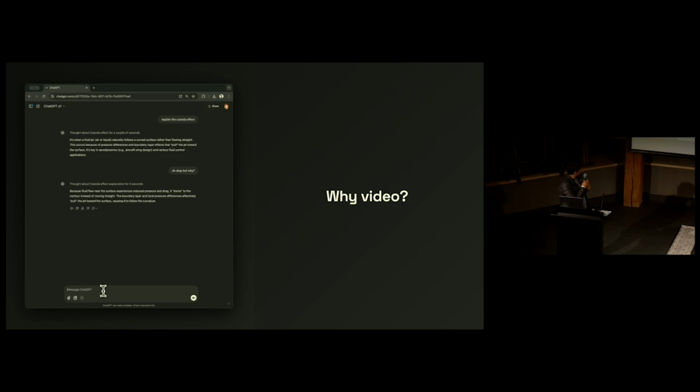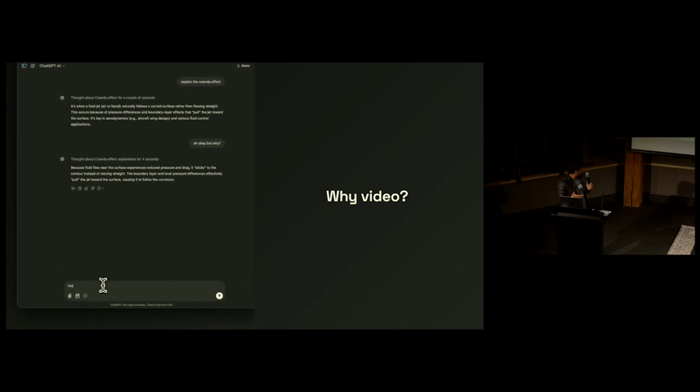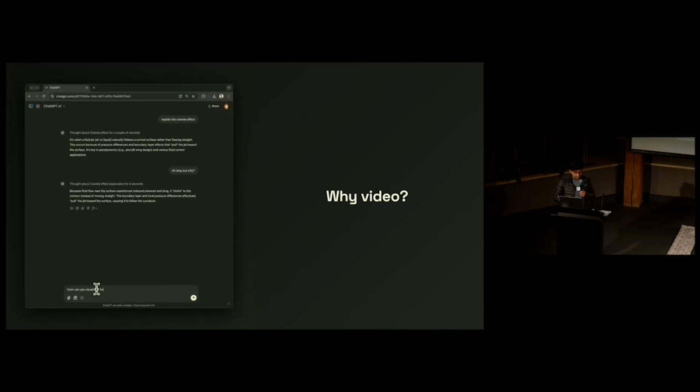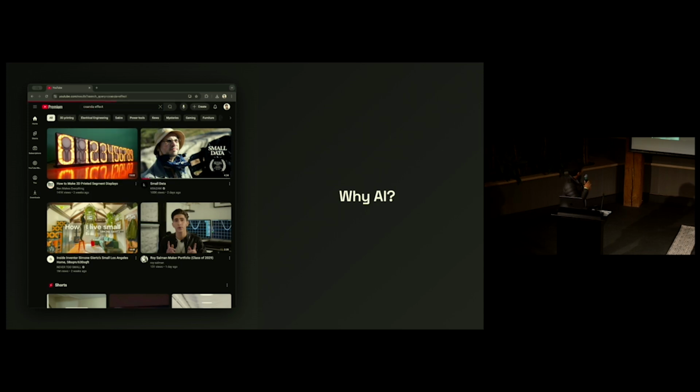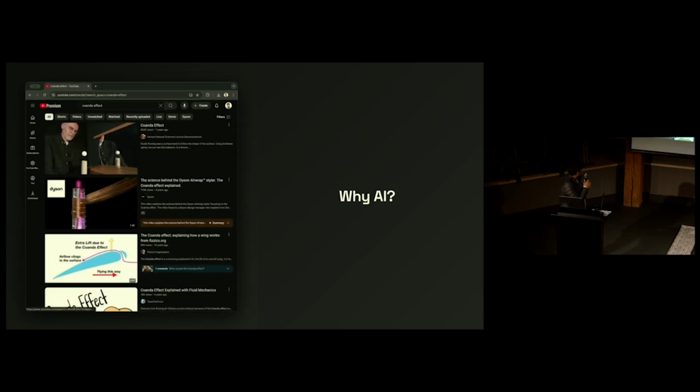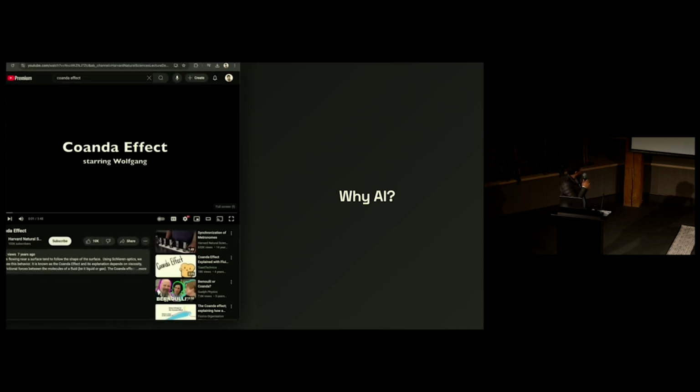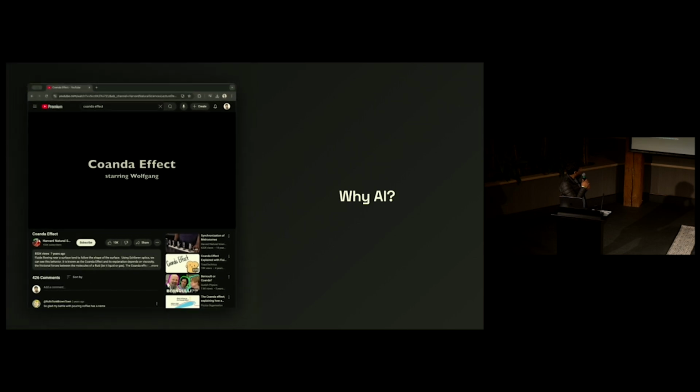Okay, cool, the fluid flows near a surface. Can I get a visual from ChatGPT? Not really, it'll just sort of explain the same thing. And then I went to YouTube. I look up the Coanda effect, click on the first result, and I get this video.